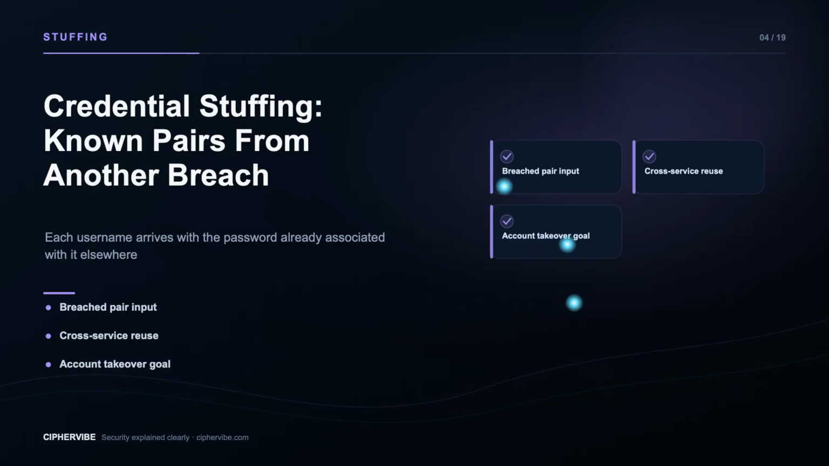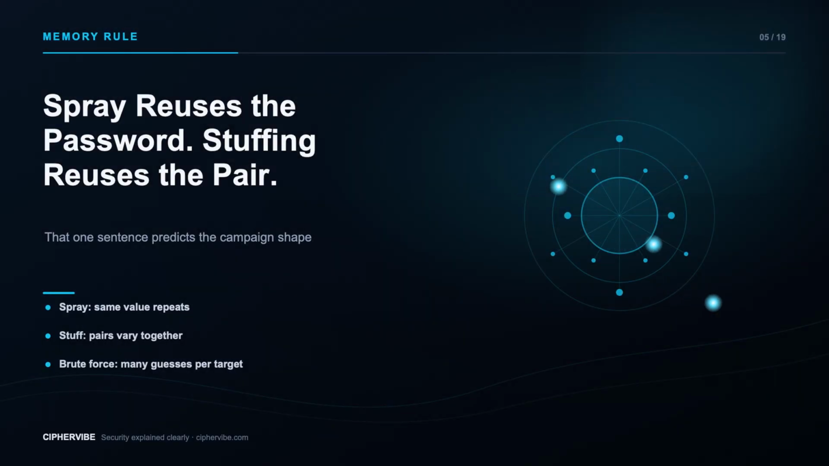Credential stuffing tests username and password pairs obtained from another breach or exposure. Each username arrives with a password already associated with that identity elsewhere. The attack succeeds when the user reused the same pair on the destination service. Use this memory rule. Spraying reuses the password across accounts. Stuffing reuses the complete pair across services.